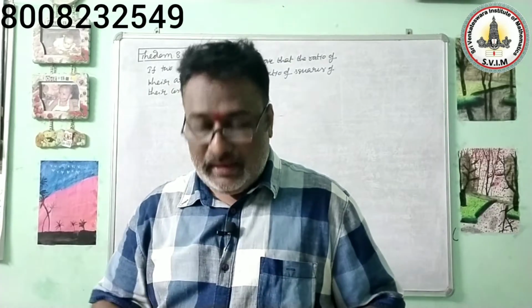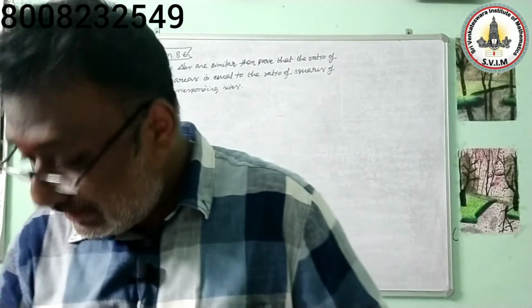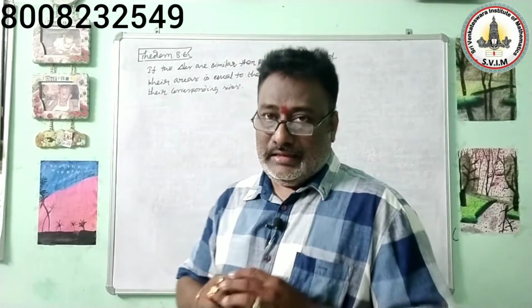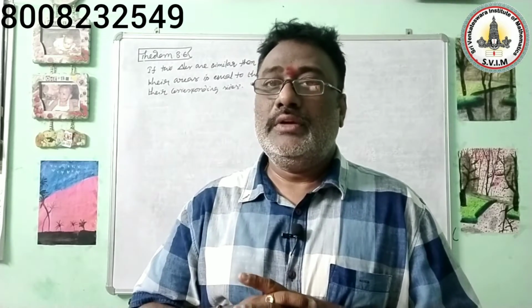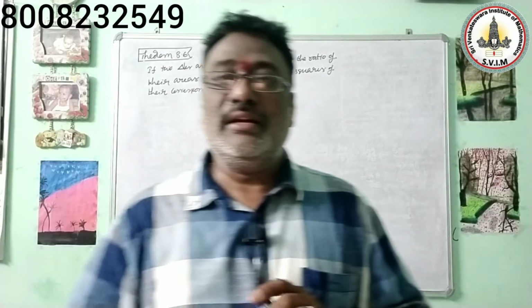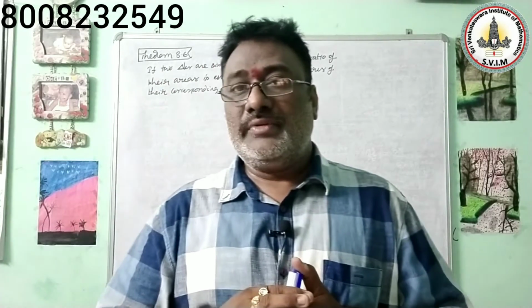Yes, let me continue the class with Theorem 8.6. What is the concept of that theorem 8.6? If two triangles are similar, then we need to prove the ratio of their areas is equal to the ratio of the squares of their corresponding sides. That's all. So this theorem we need to prove. So the concept of Theorem 8.6 is nothing but, whenever two triangles are similar, the ratio of their areas is equal to the ratio of squares of their corresponding sides.